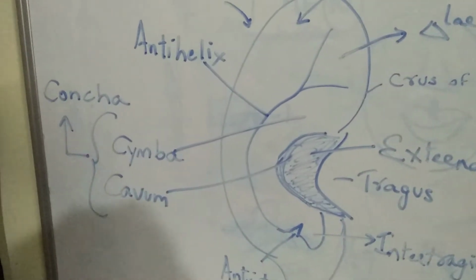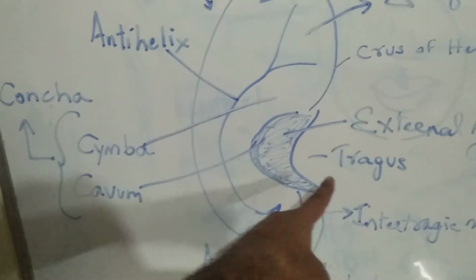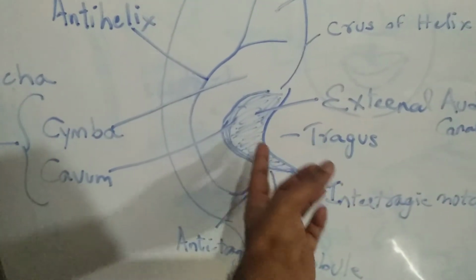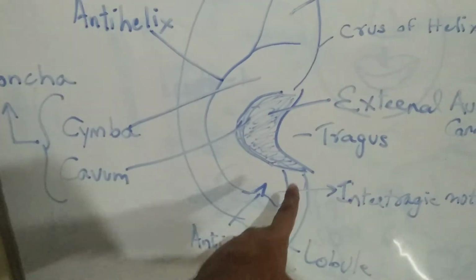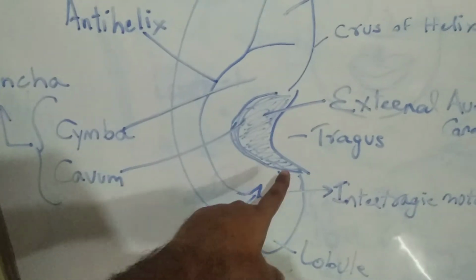So now let's come to another portion, the 3 labelings. This external auditory canal is a tubular canal. The outermost end of the external auditory canal has got like one cave, like a cave has got a door, like that one depression, one dark area.